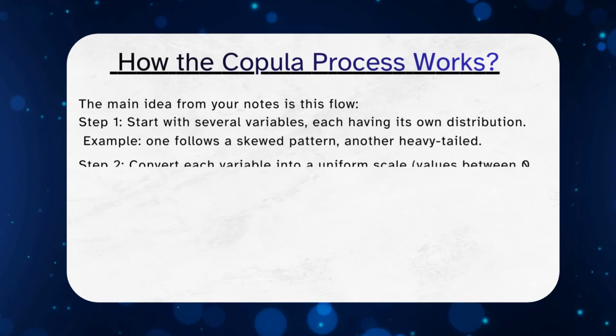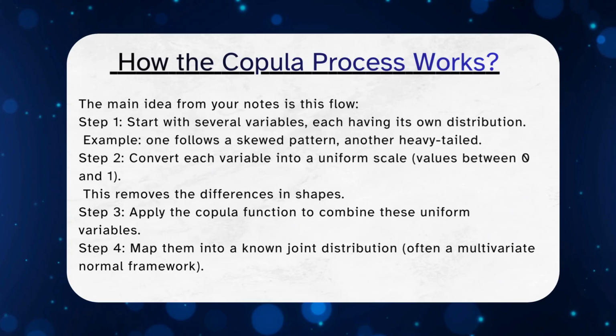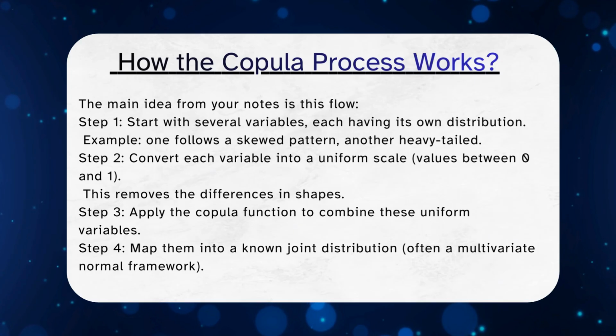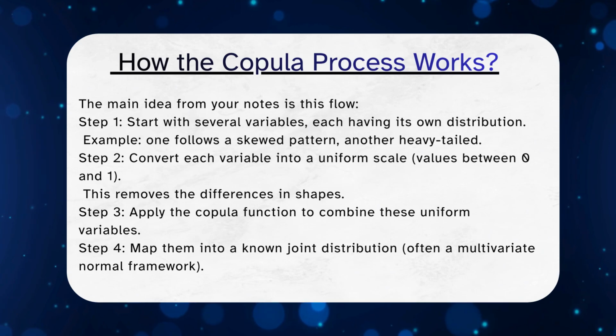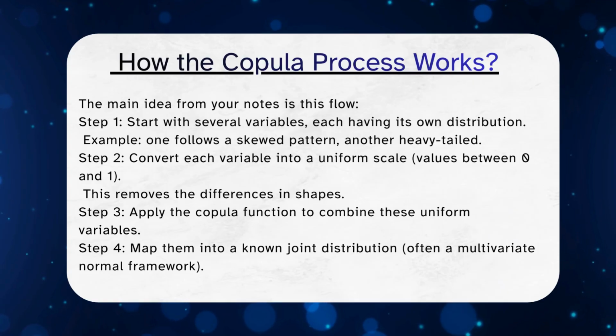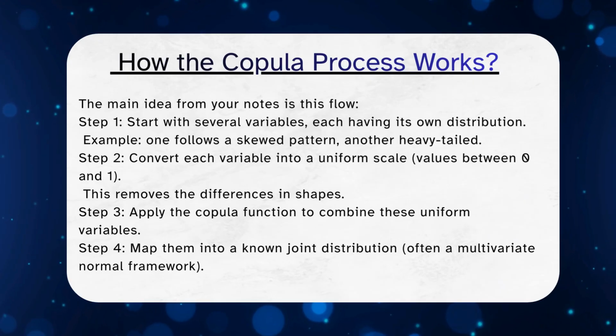Now let's understand the process in simple steps. First, we start with multiple variables, each having its own unique distribution. These distributions could look completely different from each other. Next, we convert each variable into a common uniform scale between 0 and 1. This step removes differences in shape and makes them comparable.